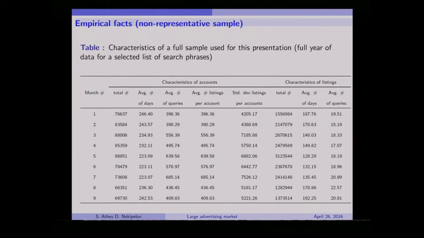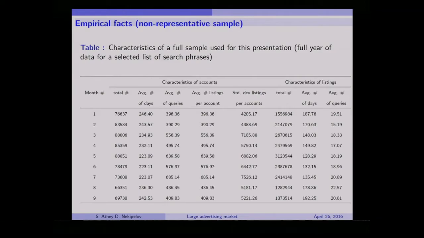Let me show you the data that we have now, and we're going to build a richer model. We've got 9 months of data in our sample, and roughly 80,000 accounts on average in each month. Then each account has lots of listings.